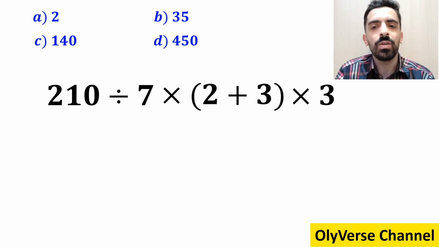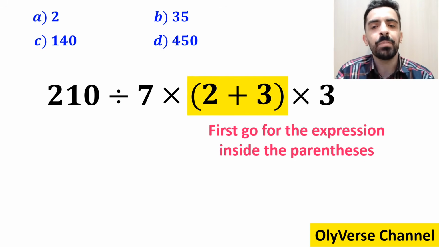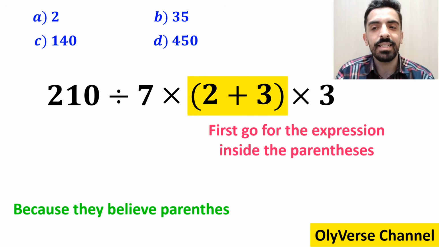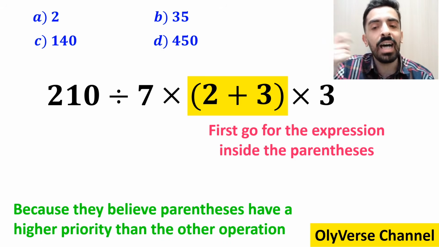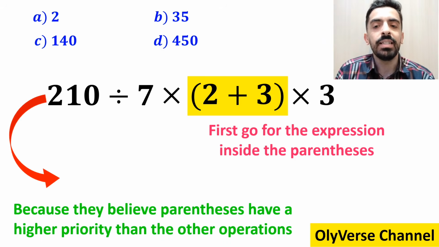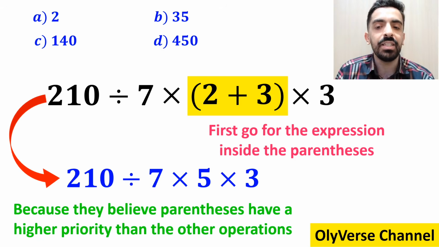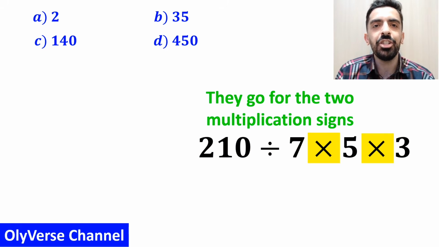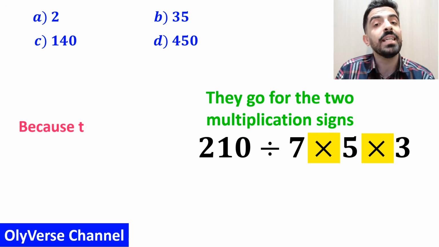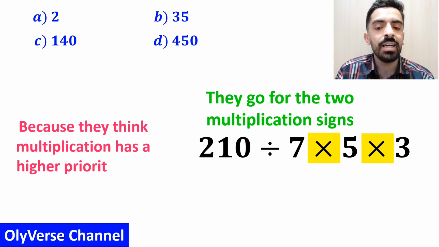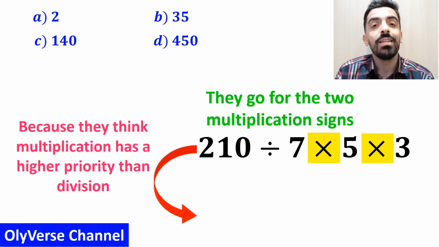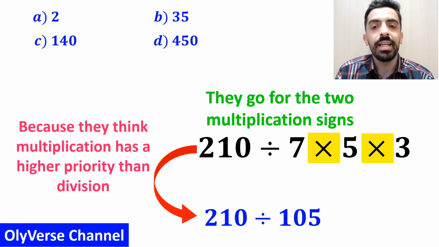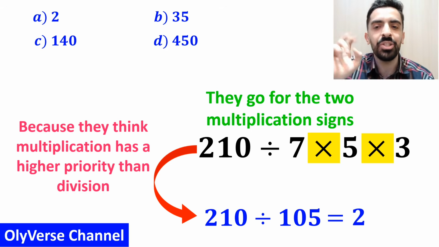Many people, when solving this question, first go for the expression inside the parentheses because they believe parentheses have a higher priority than the other operations. So, they simplify this expression to 210 divided by 7 multiplied by 5 and again multiplied by 3. In the next step, they go for the two multiplication signs that I've highlighted in yellow because they think multiplication has a higher priority than division. So, instead of this expression, they write 210 divided by 105, which finally gives them the answer 2.